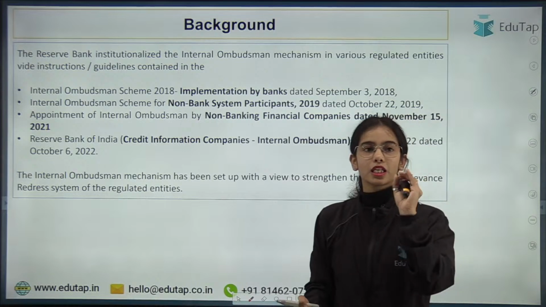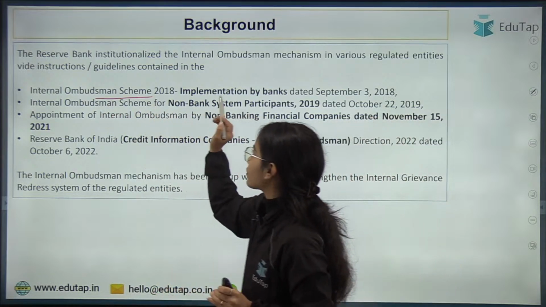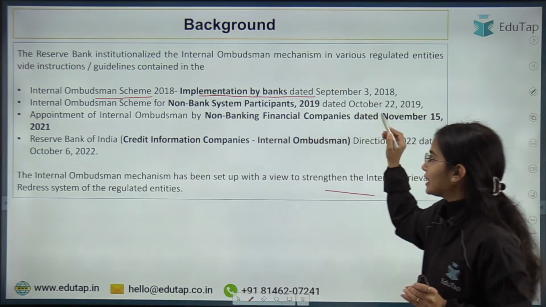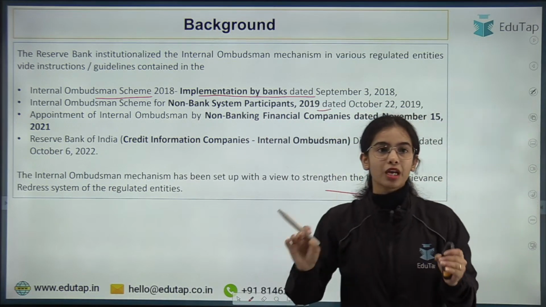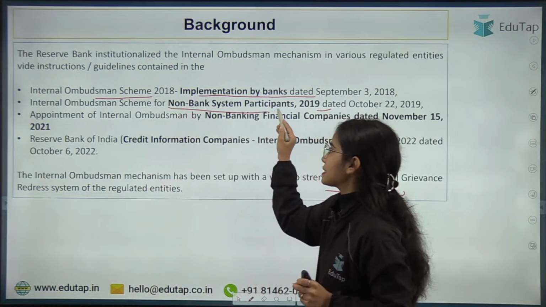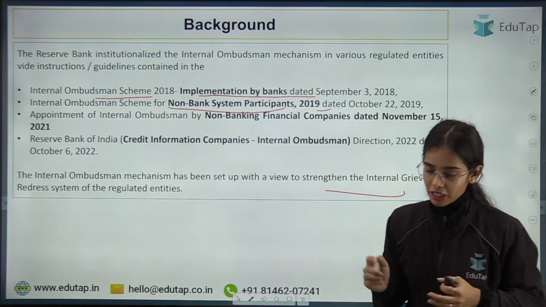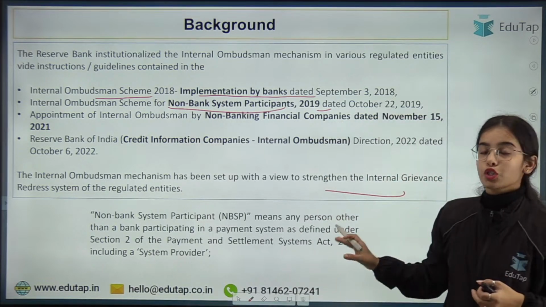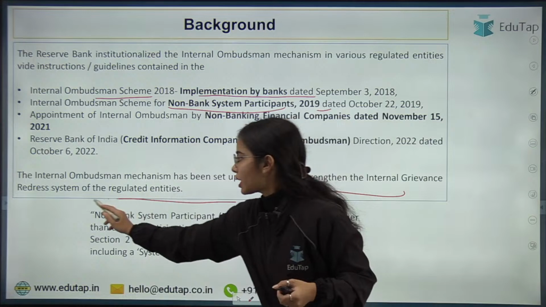So in 2018 the Internal Ombudsman Scheme was released for implementation by banks. Then in 2019, the Internal Ombudsman Scheme was released for non-bank system participants. Non-bank system participants, who are they?